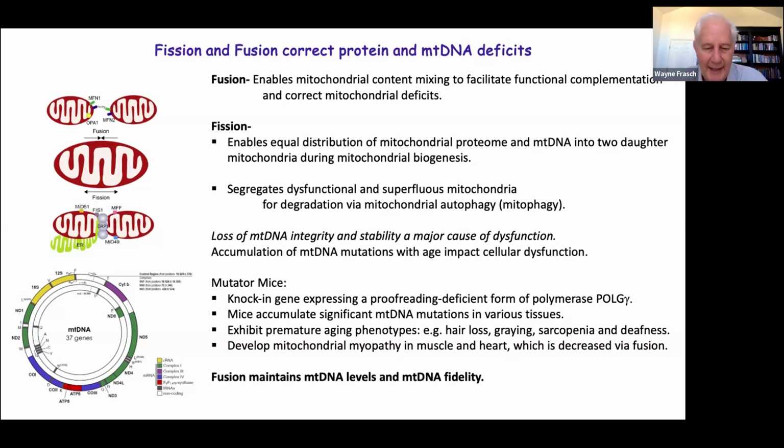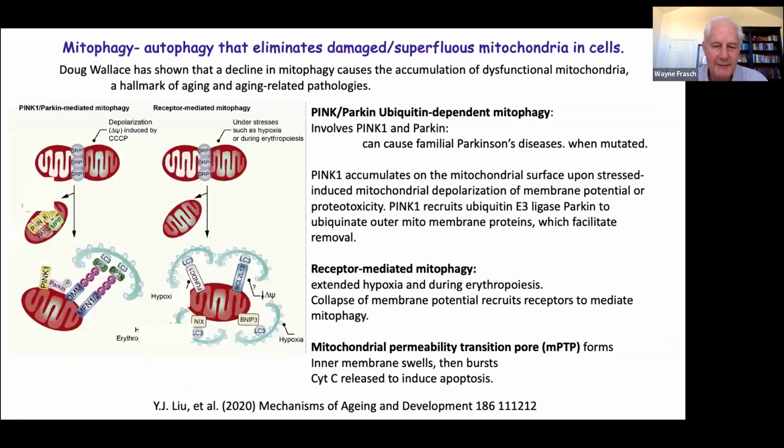Okay, so if you put in this proofreading deficient form of polymerase, you start to generate all sorts of mutations in your mitochondrial DNA. And so this just exhibits premature aging. The poor mice have hair loss and graying and sarcopenia and deafness. Well, anyway, this is what happens. They develop mitochondrial myopathy in muscle and heart, which is decreased via fusion. So fusion will maintain the mitochondrial DNA levels and the mitochondrial DNA fidelity.